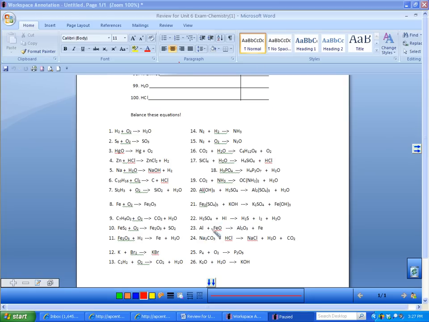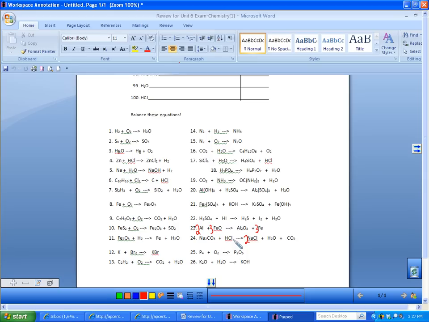Okay, so here we are on this one. Aluminum has 1 here, but 2 there. Iron has 1 and 1. That looks great, but oxygen has 3 and not 3. So I've got to fix that. 2 Na's, 2 Na's. 1 C, 1 C.